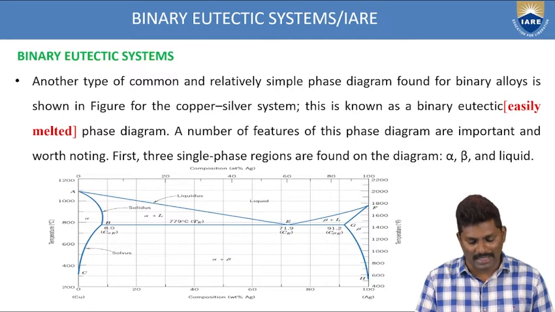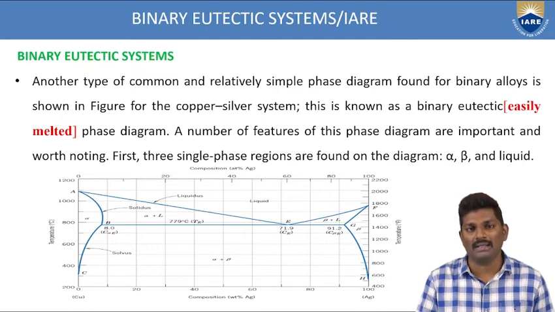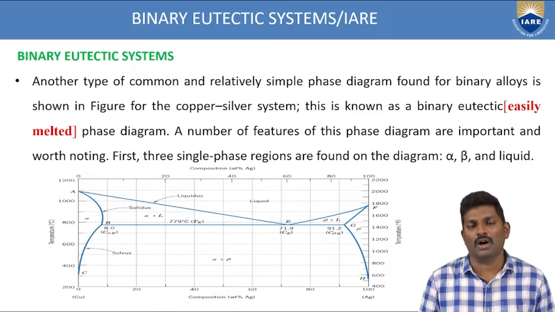We are taking copper and silver as an example. With this binary eutectic system, we'll draw the phase diagram and see how many single phases are there and how many double phases are there. Based upon the single phase and double phase, we'll see how to identify the composition of that particular system and the temperature identification with the help of line diagrams.